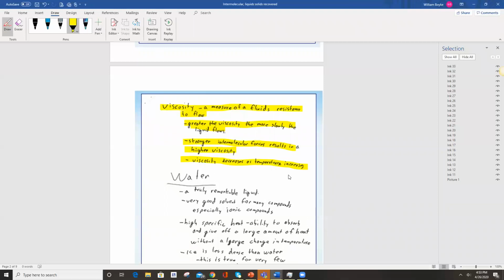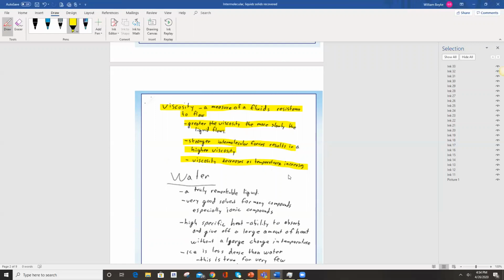If you've ever dealt with melted chocolate, you know that when you get chocolate very, very hot and it's melted, it starts to get very thin and very runny. That's a lower viscosity. Even when it's still hot, but it's cooled down some, it gets a little bit thicker. It doesn't flow as easily. You can see that as temperature increases, viscosity decreases. It's easier for it to flow.